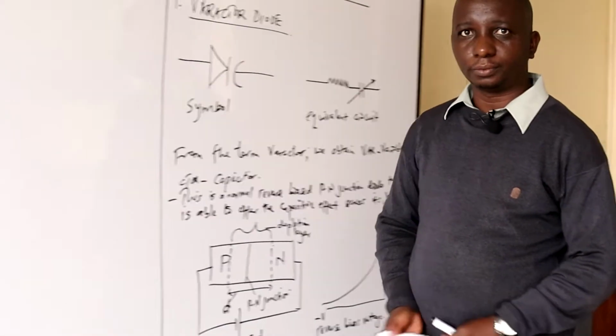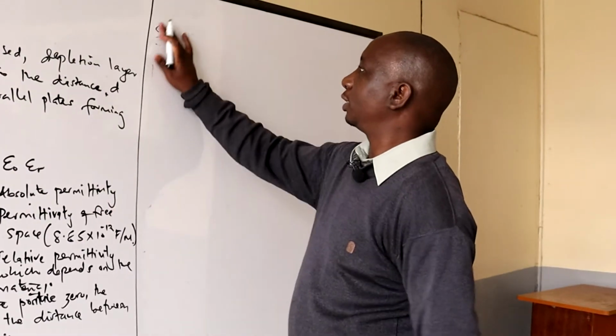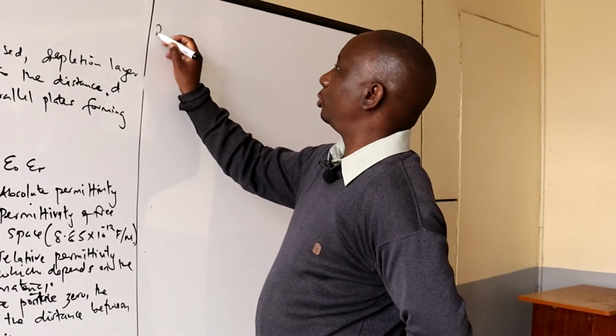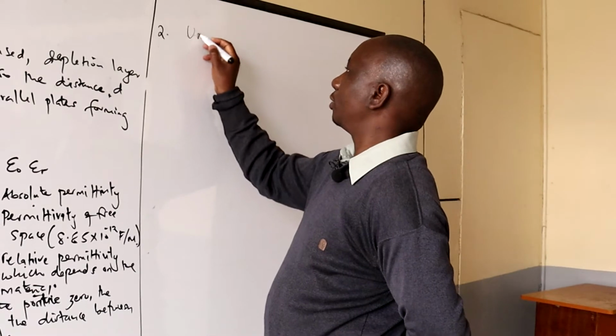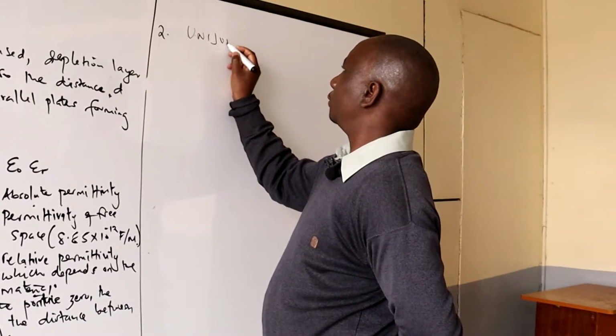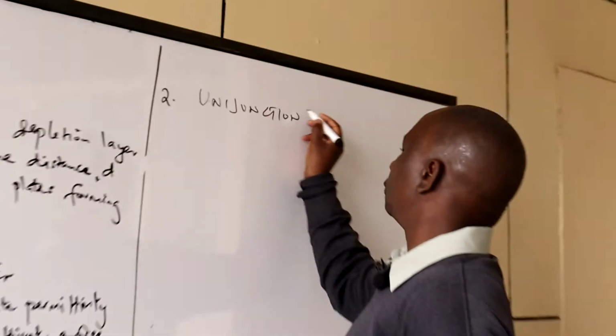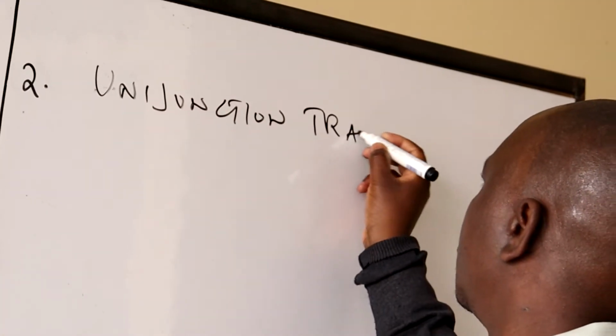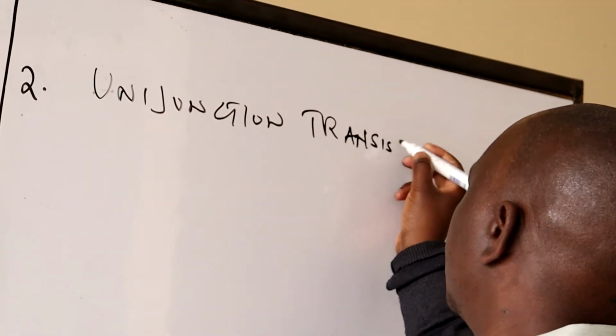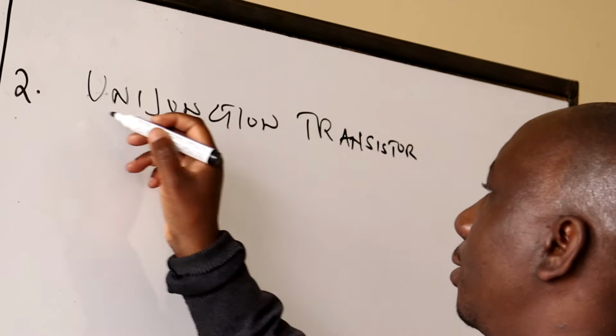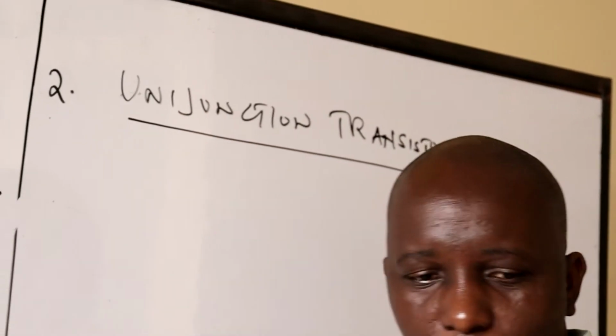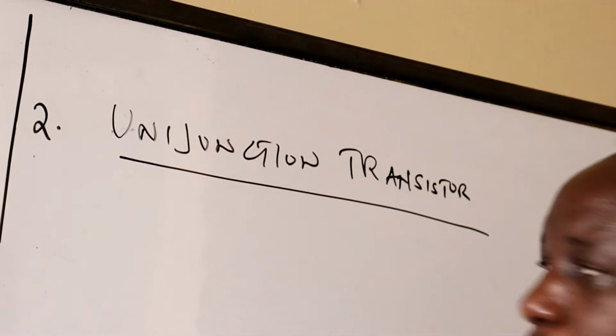So we're going to have our second special semiconductor device, which is the Unijunction Transistor. Equally, we are going to start by drawing its symbol.